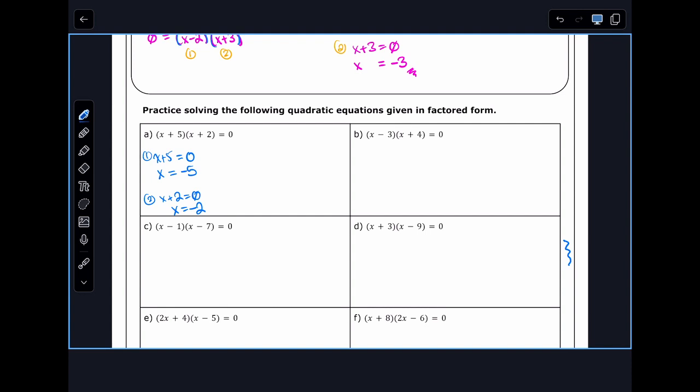So then for b, a little bit different. We have x minus 3 this time is equal to 0. So instead of subtracting 3 from both sides, we're going to add 3 to both sides, leaving us with a +3 for our first 0. Then for the second one, we have x plus 4 is equal to 0, which we subtract 4 from both sides, leaving us with -4.